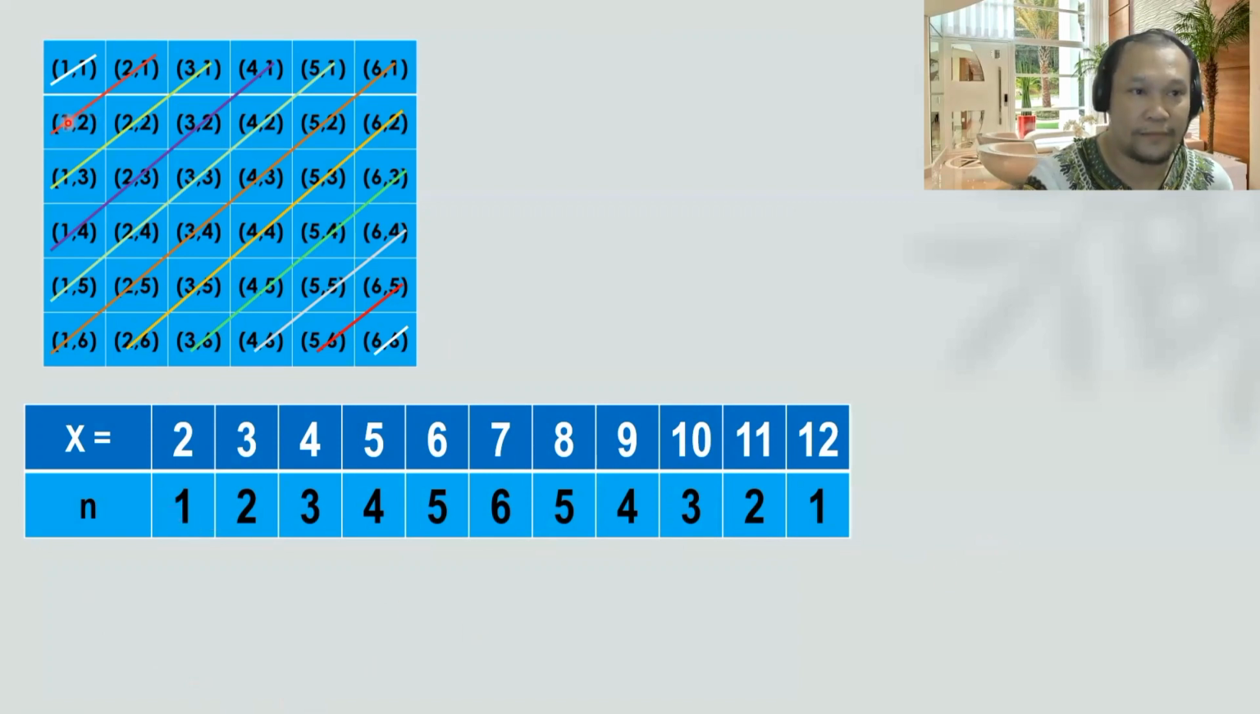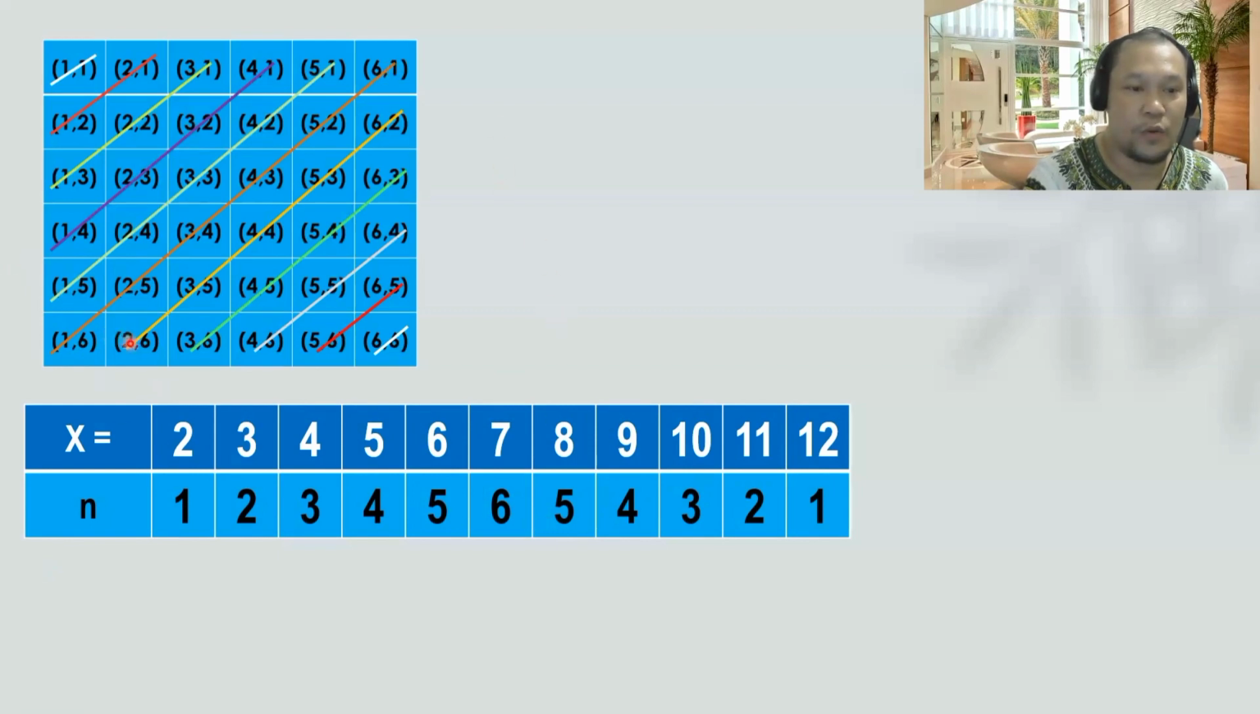We have 1. Okay, that is 1, 1. For the sum of 3, we have 2: 2, 1 and 1, 2. For the sum of 4, we have 3: 1, 3, 2, 2, 3, 1. And then for 5, we have 4. For a sum of 6, we have 5. For the sum of 7, we have 6.